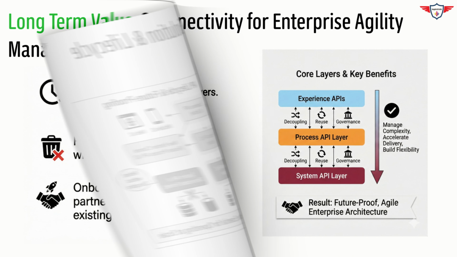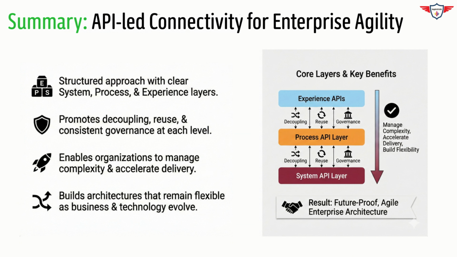In summary, API-led connectivity is a structured approach to enterprise integration that organizes APIs into system, process, and experience layers. Each layer has a clear responsibility and supports decoupling, reuse, and governance. By adopting this model, enterprises can manage complexity, accelerate delivery, and build architectures that remain flexible as business and technology continue to change.